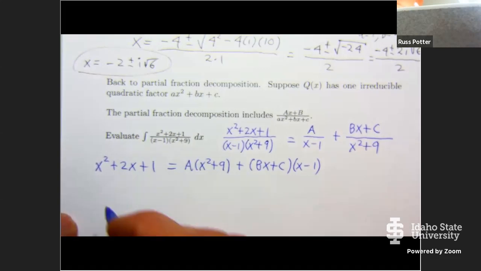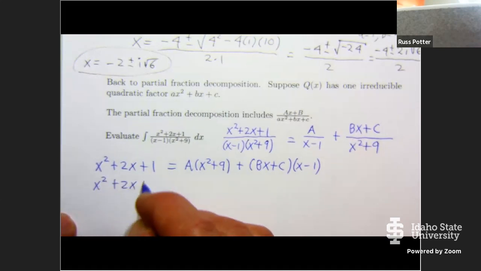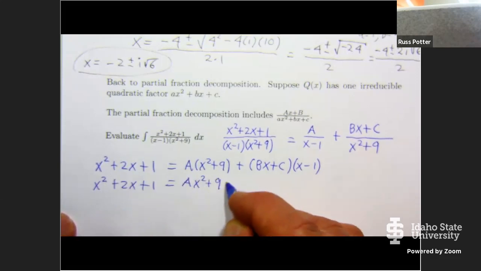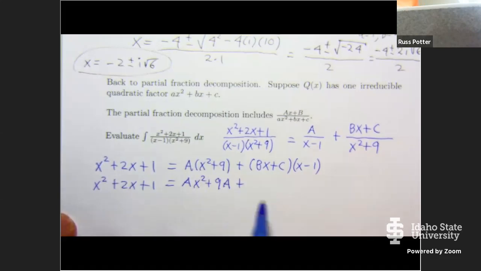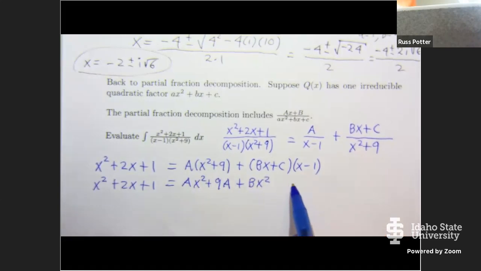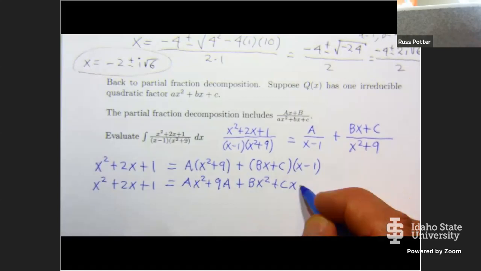So I think what we'll do is we'll just expand everything on the right-hand side. We'll get ax squared plus 9a. And then bx times x is plus bx squared. And then plus cx minus bx minus c.